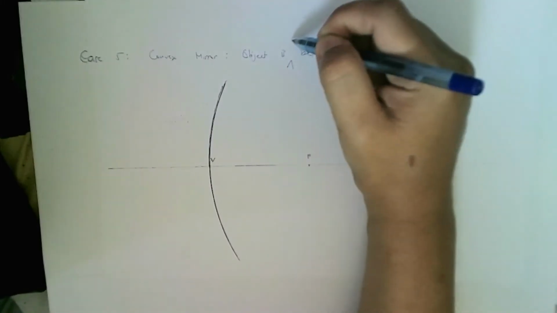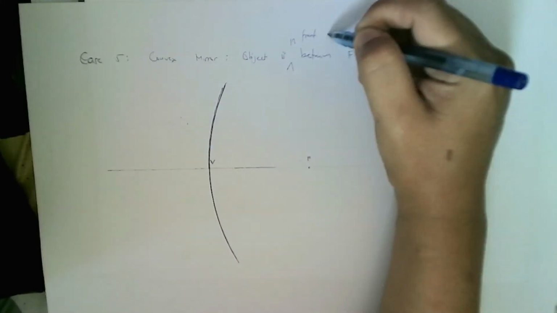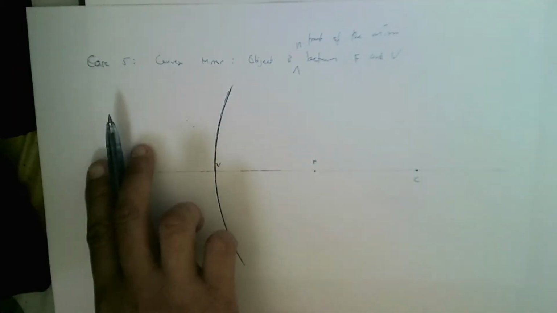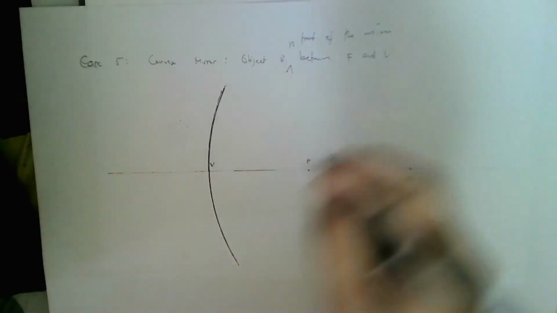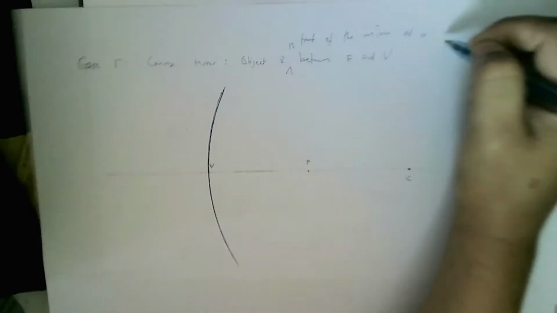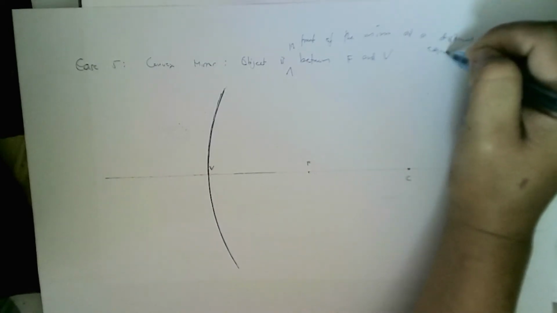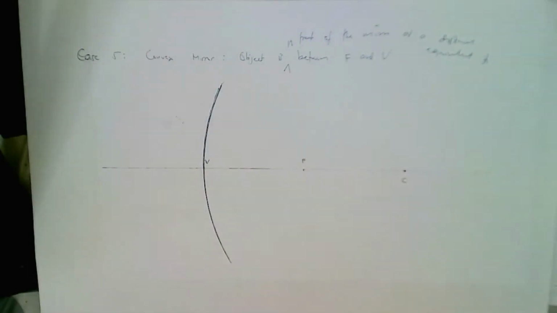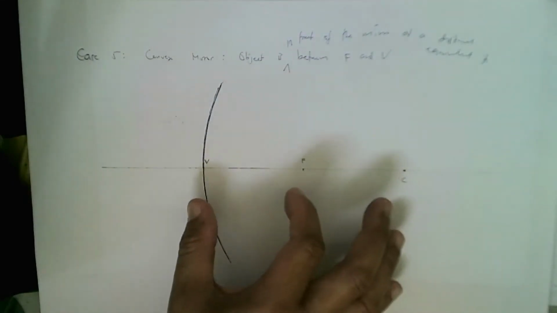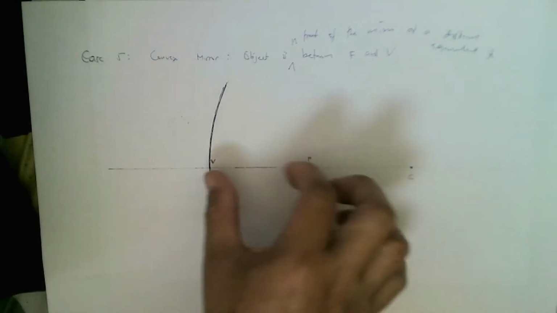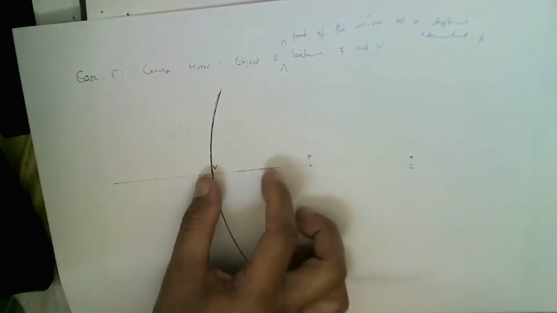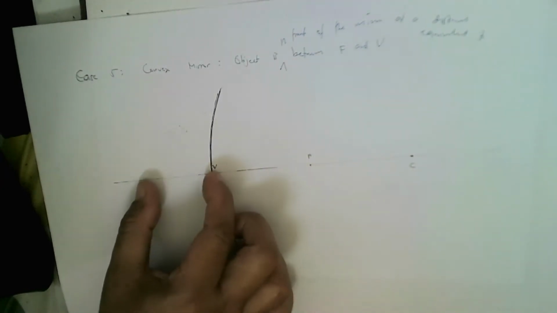We can say object is in front of the mirror, right? In front of the mirror. And then what's the distance? At a distance equivalent to between F and V. That means you take any distance that is between here, example that one, or this one, or this one, or this one, as long as it's between V and F, and then whatever that distance, you just simply transfer it, but in front of the mirror.